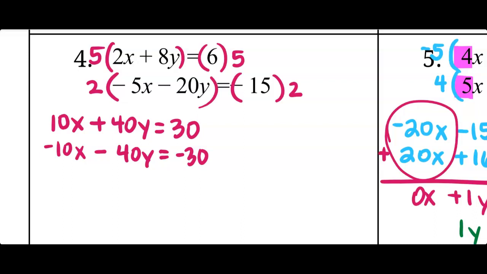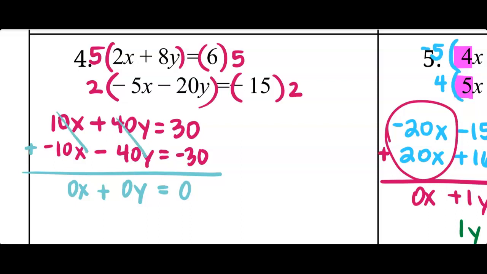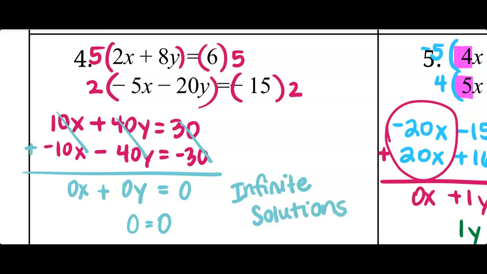Now I see that I have a lot of opposite pairs. So I'm going to go ahead and add my two equations together. So 10x plus negative 10x is 0x. Plus 40y plus negative 40y is 0y, and 30 plus negative 30 is 0. So this is a case where my variables canceled and my constant canceled, giving me 0 is equal to 0. Since that's a true statement, I know that I have infinite solutions. So this is one of my dependent systems where they are actually the same line.